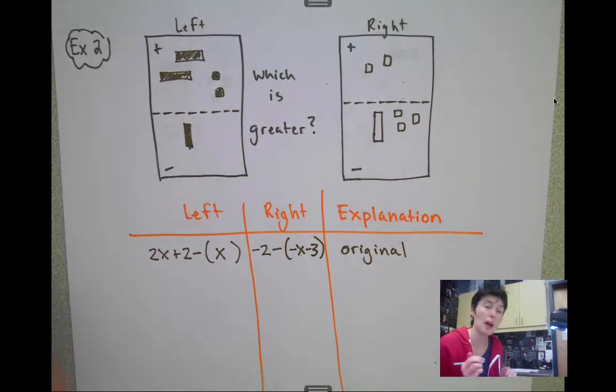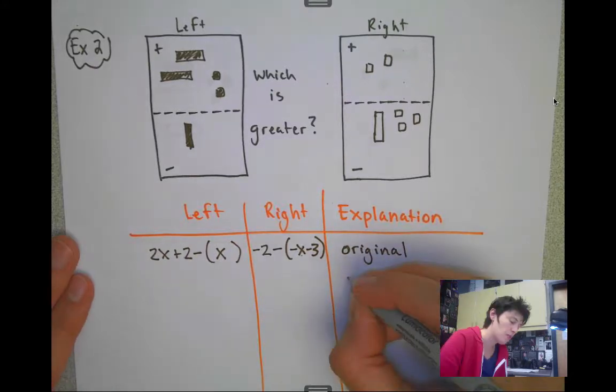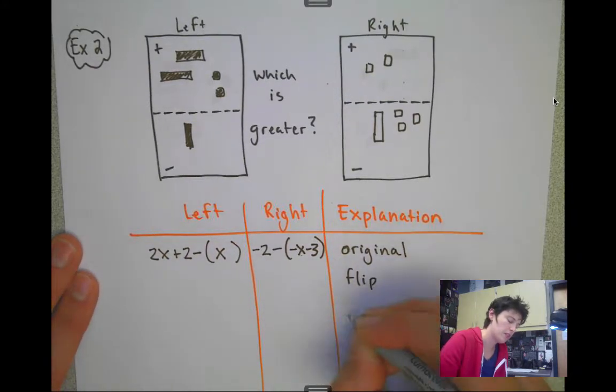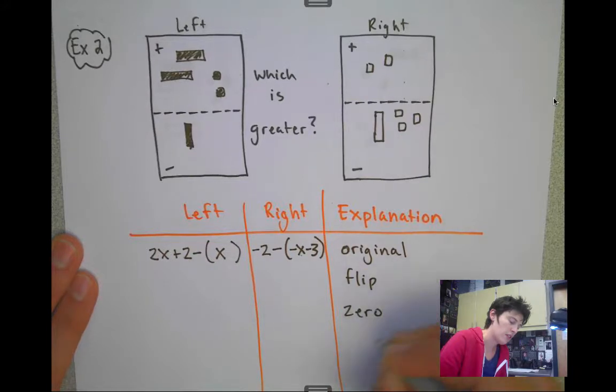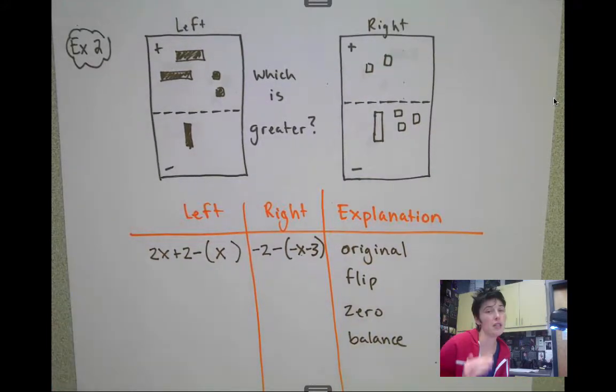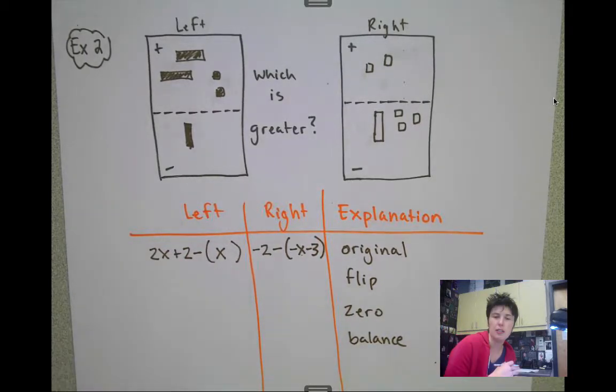It's all written out. Now let's go through the legal moves. We're going to flip, then we're going to zero, and then we're going to balance. You don't have to do it in that order. Some people want to do their 0 pairs first, then flip, and then balance, and that's okay. I just like to do it the same way every time to be consistent. That way if you're trying to mimic my steps, it's easy for us to compare to each other.